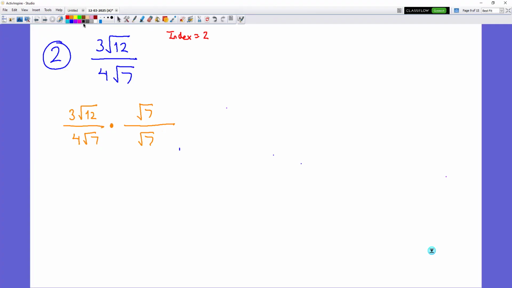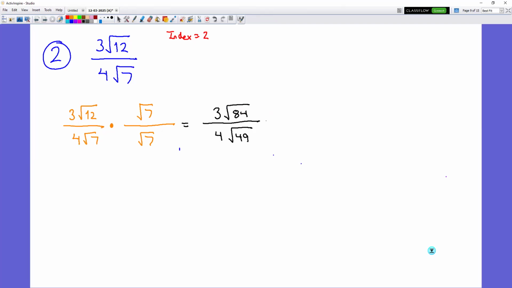And so now we're ready to multiply. On the numerator, we have 3 square root of 12 times square root of 7. So we have 3 on the outside, and then 12 times 7, which is 84. Then on the denominator, we have 4 on the outside, and then the square root of 7 times square root of 7. That's going to be the square root of 49, because 7 times 7 is 49.